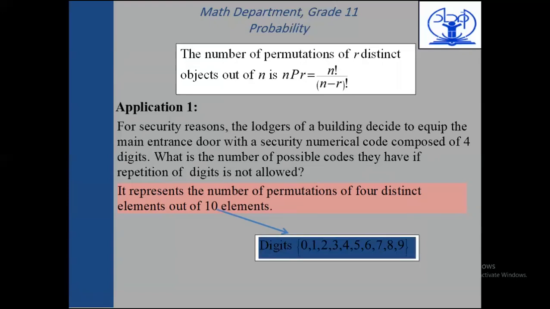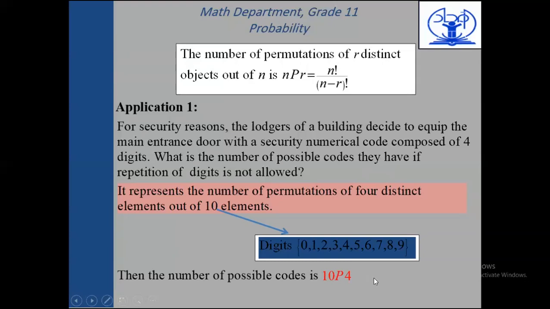What are you doing actually? If I want to list, one code could be 6540. We cannot say 6554, because repetition is not allowed. 6540 is a code, but 6045 is a different code. So actually, what are we doing? We are permuting, arranging 4 out of 10. So the number of possible codes is simply permuting 4 out of 10.